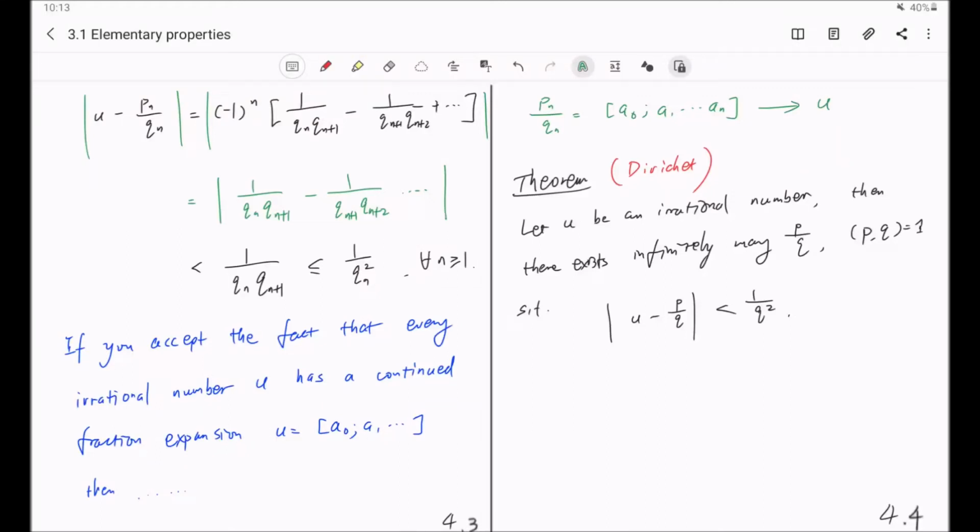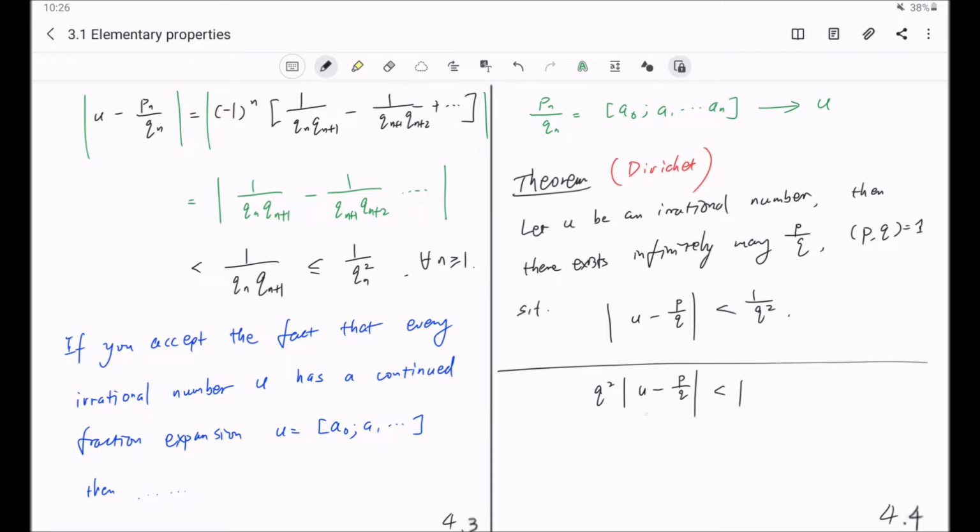The Dirichlet theorem not only tells you that you can approximate an irrational number with a rational number, it also tells you that its approximation by rational numbers can be very fast. Now, given this Dirichlet theorem, let's make another observation. If we multiply both sides of this by q_n squared, you will get q squared times this absolute value is bounded by 1.